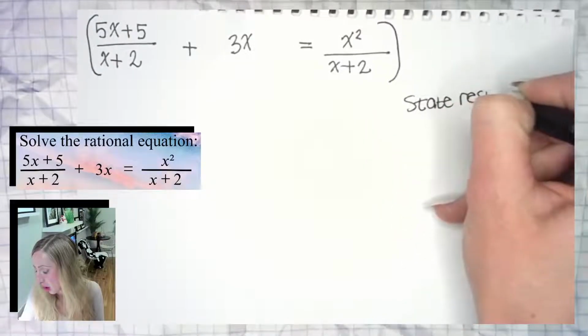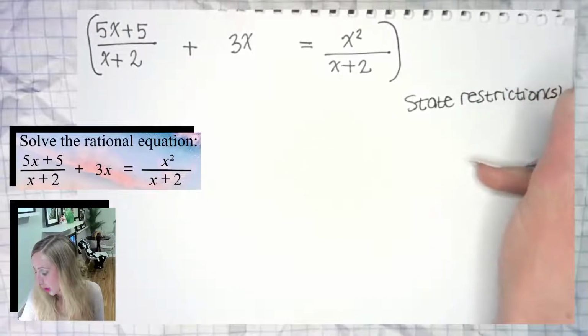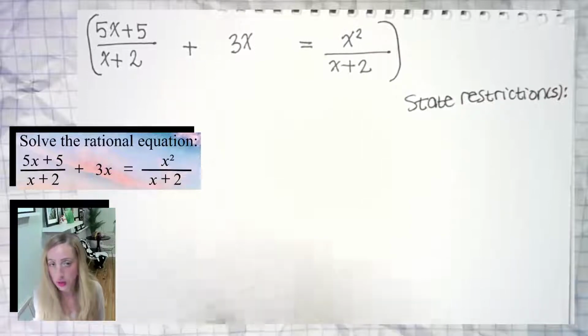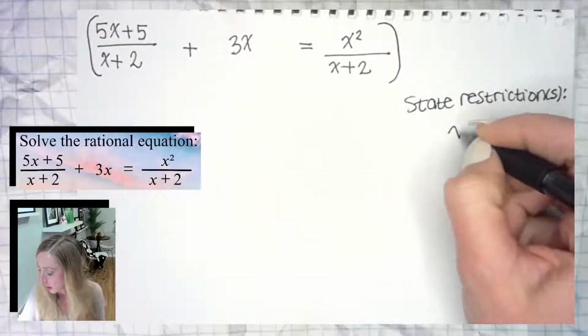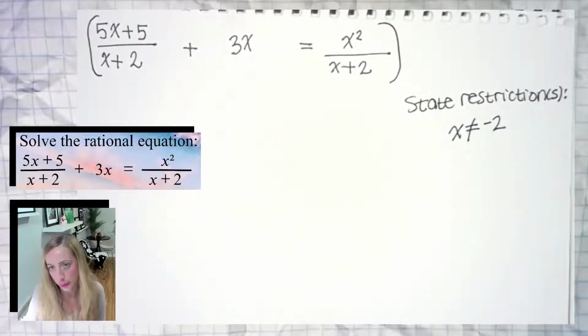Next, we need to identify and state any restrictions on the variable. Restrictions are values, in this case for x, that will cause our fractions to be undefined, so cause the denominator to equal 0. That would mean our restrictions here, we just have 1: x cannot equal -2.